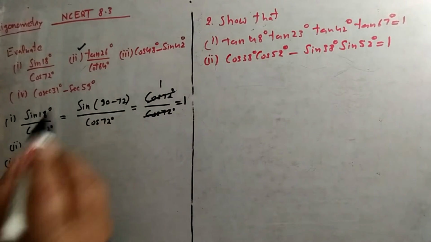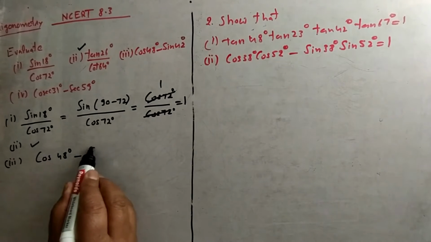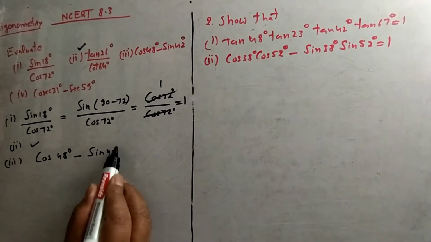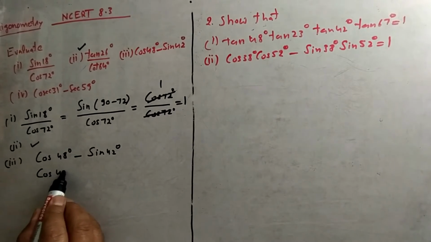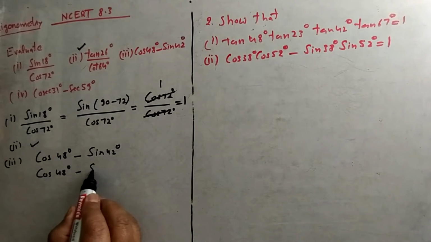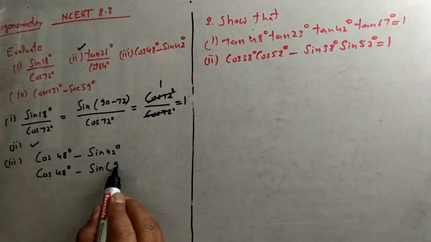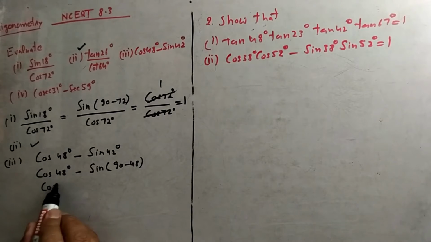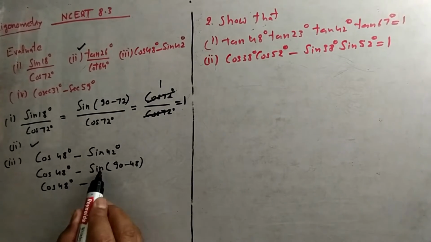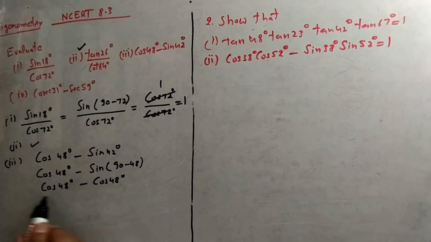Now in question number 3 you have cos 48 degree minus sine 42 degree. Children, this is again a very easy question. You take it like this. This is cos 48. Here again you can do one thing. Sine, instead of 42 you can write 90 minus 48. If you simplify it further, you get cos 48 degree minus cos 48, since sine 90 minus theta is cos theta. So they cancel out. The answer comes out to be 0.